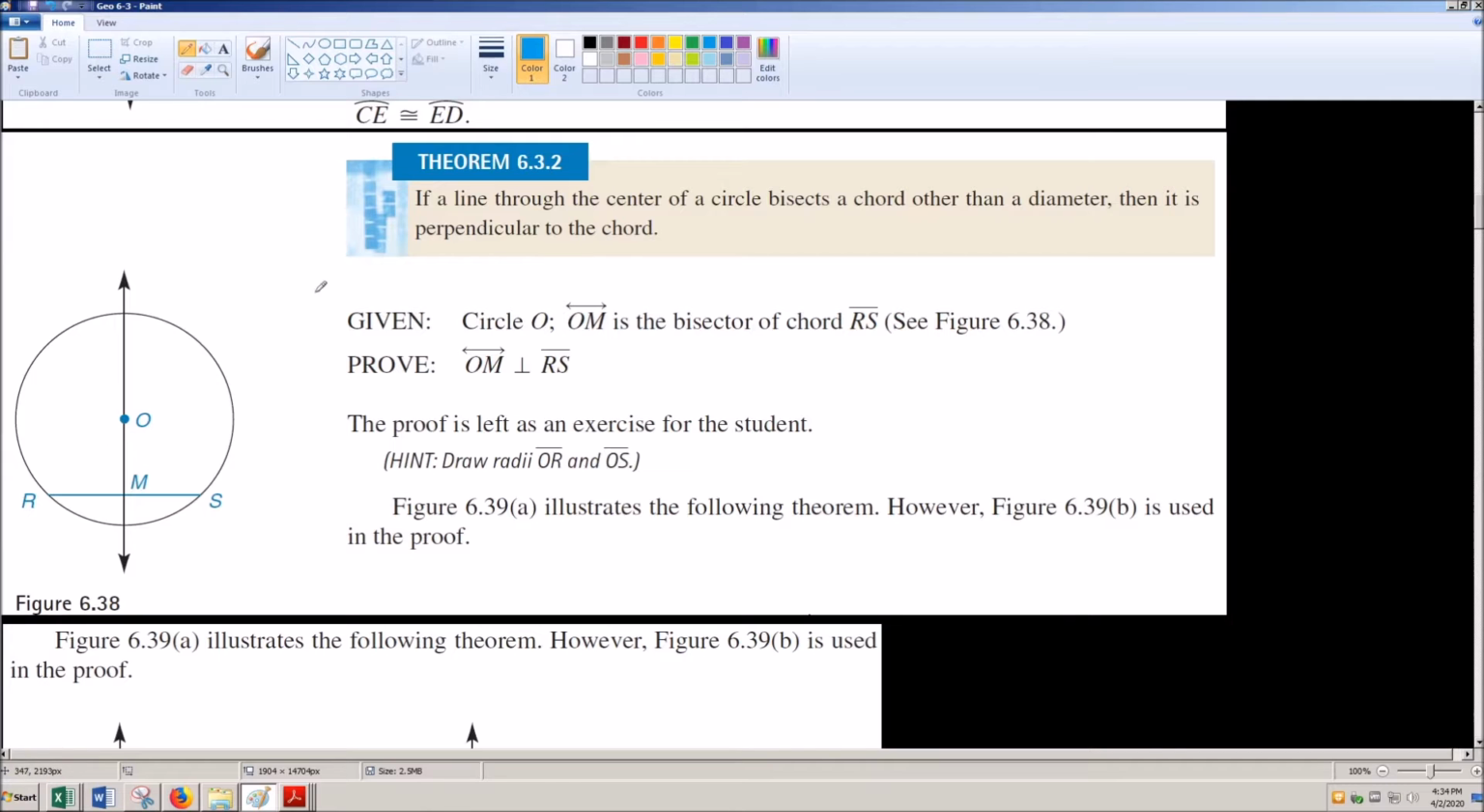Now here we've got the circle with center O, and OM is the bisector of the chord. So RM and MS are the same. That congruency there is what we want. Again, I'm not going to solve the whole thing for you because I don't want to take the fun out of it, but it might be helpful to talk about some radii. Just keep in mind, all my radii are the same wherever you want to go out to.